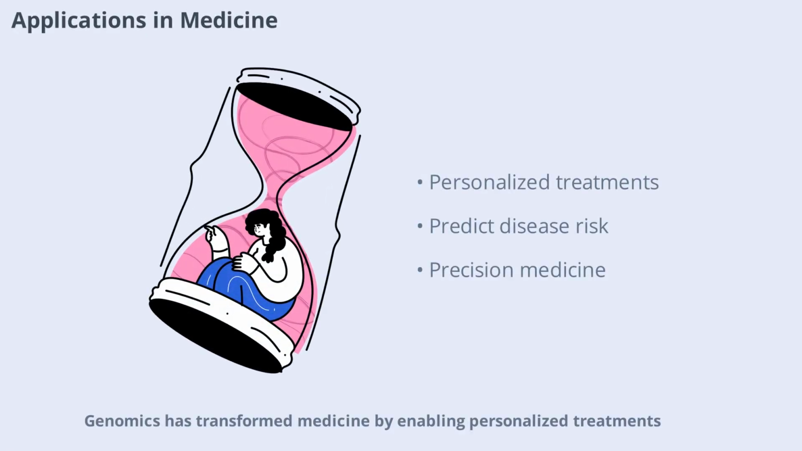Genomics has transformed medicine by enabling personalized treatments. Doctors can now use genetic information to predict disease risk, choose the best therapies, and even prevent certain conditions. This approach, known as precision medicine, tailors healthcare to each individual's unique genetic makeup.